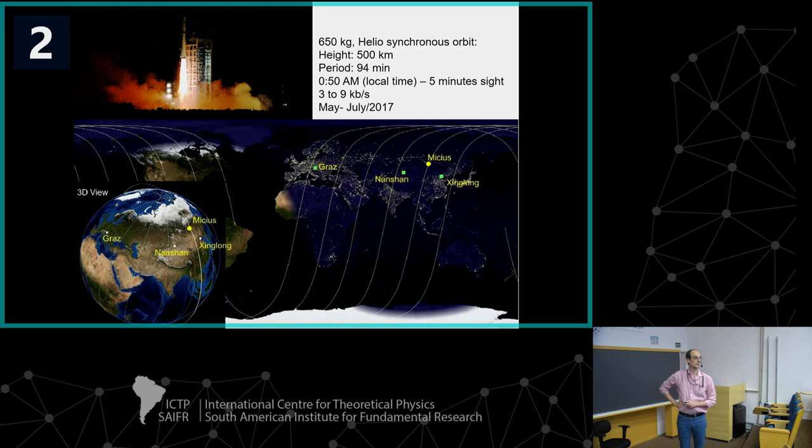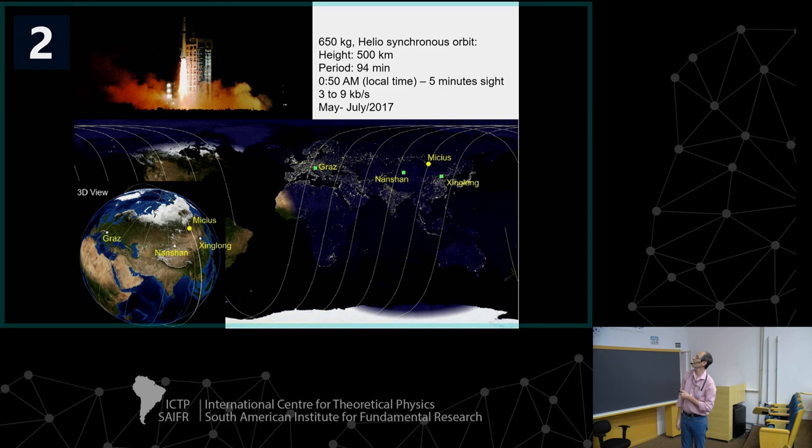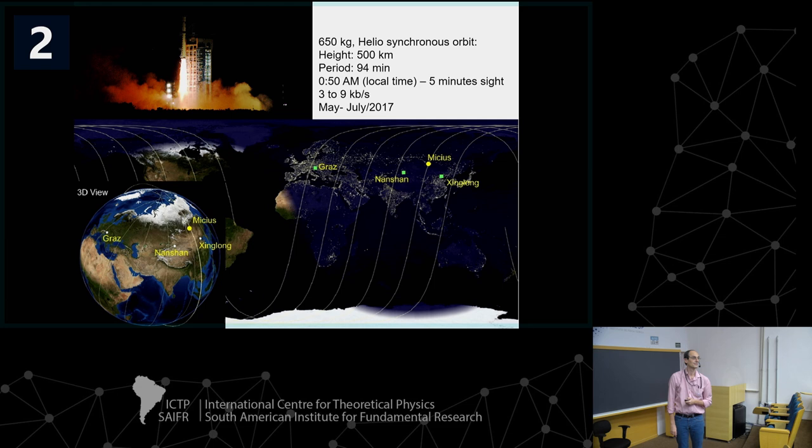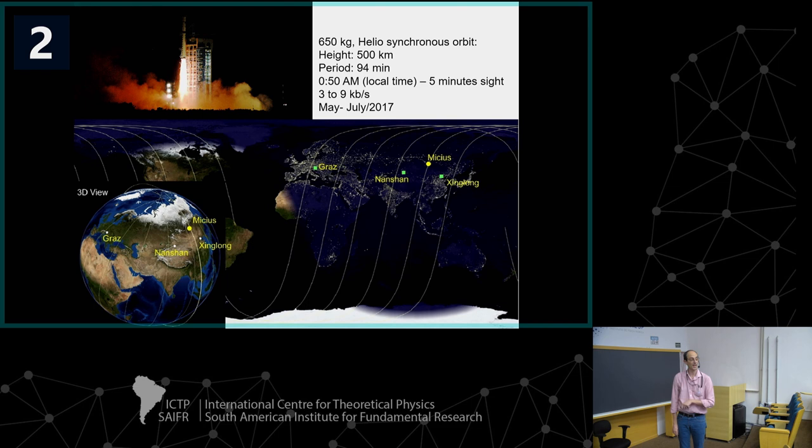cryptography generators. So it's a satellite in a heliosynchronous orbit flying at an altitude of 500 kilometers, with a period of 94 minutes. So the consequence is that every night, close to 1 a.m., it passes for 5 minutes on the side of these stations, Nanshan, Graz, and Xinglong. So between May and July of 2017, with the heliosynchronous orbit, you have the satellite turning like this. So every day it passes over the same site at the same hour.